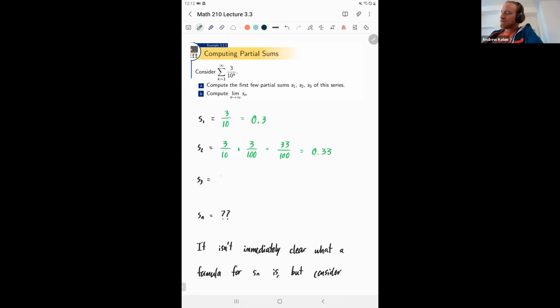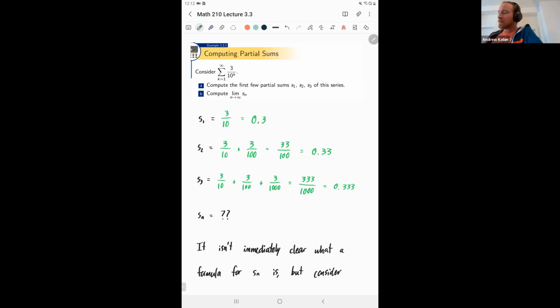Likewise, S3 is, well, we can copy paste those first two terms that we wrote down. And then let's add on the third term, which is 3/1000. If I get a common denominator, well, think about it. It should be the first three decimal places. And a way to write that as a fraction is 333/1000. But you can check by getting a common denominator that we got the right thing here.